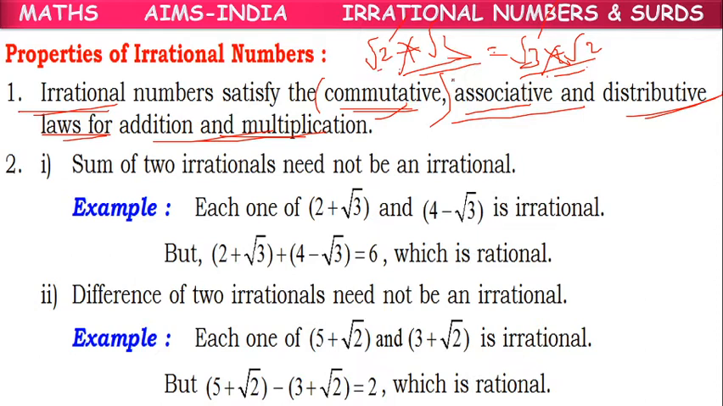Not only two, if we have three irrational numbers, we can also add in any way, we can multiply in any way. The value does not change. So they follow the associative property.